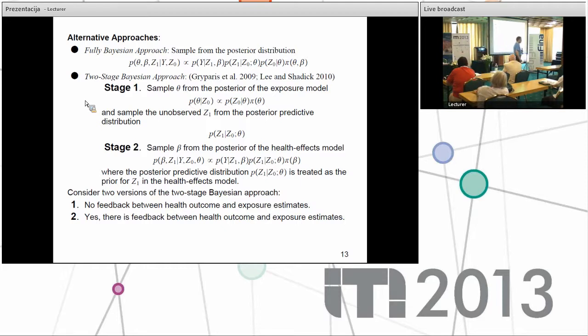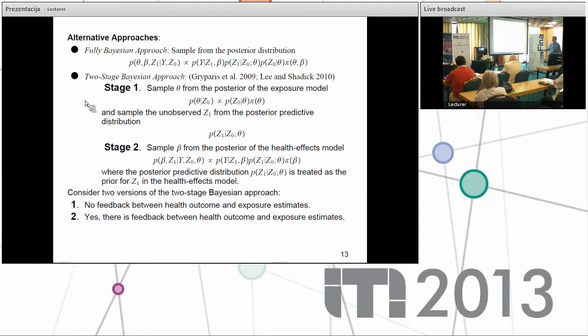We're taking a two-stage approach to this. We're not using a fully Bayesian approach, which tends to be much too computationally cumbersome. So we're taking a two-stage approach, which basically entails, to some extent, separate workings with the geostatistical model and the logistic regression model. There are a couple versions of two-stage approaches one can take. One allows some feedback between the health outcomes and the exposure estimates, and you could potentially allow different levels of feedback.